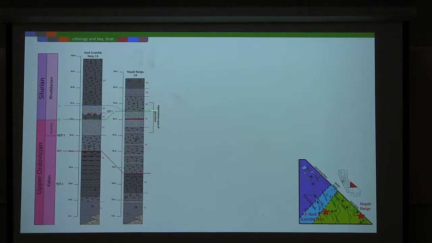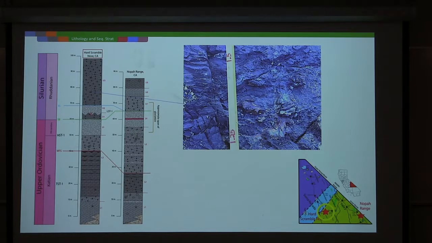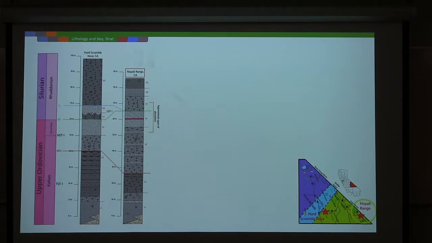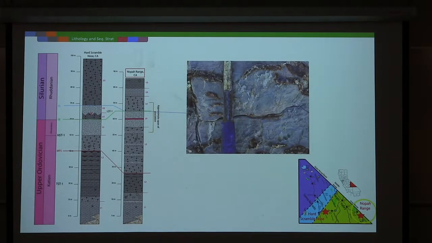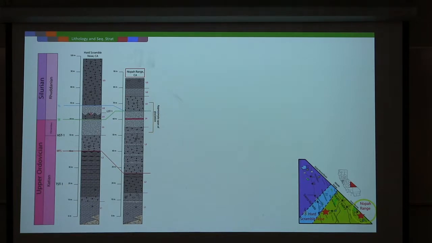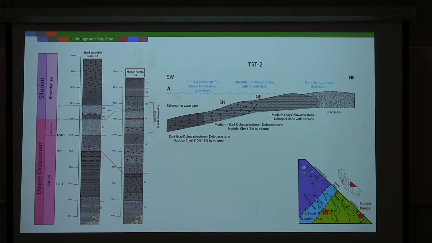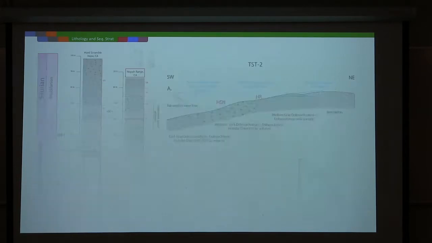Next is the transgressive surface, where we end the lowstand systems tract. We note in Hard Scramble Nose the return of bedded medium to dark gray dolopackstones with chert nodules and, I think, some chert beds which are a little lower in the unit. And then at Nopah Range, or the shallower water setting, we're again seeing the return of light to medium gray dolopackstones to dolowackestones with again a return to chert beds and some chert nodules. Ultimately indicating that we're now in transgressive systems tract 2, or now the rise of sea level, and we're depositing dolopackstones or dolomites at Hard Scramble Nose and Nopah Range.